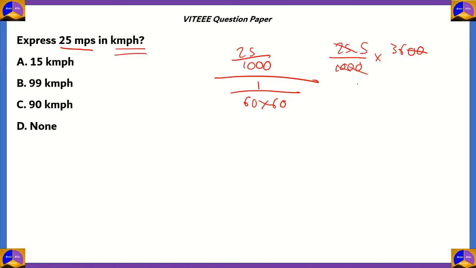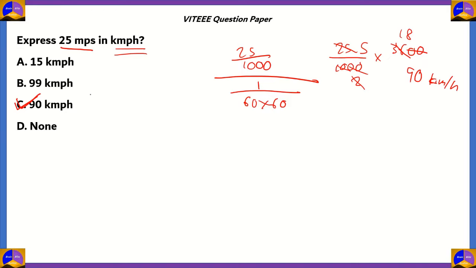So 5, and then there's 2, and then there's 18. 18 times 5 gives you 90. So 90 kilometers per hour. So 90 kilometers per hour means that option C will be correct.